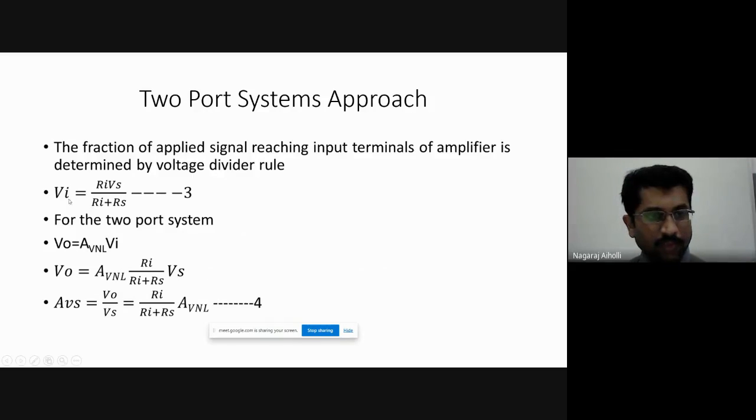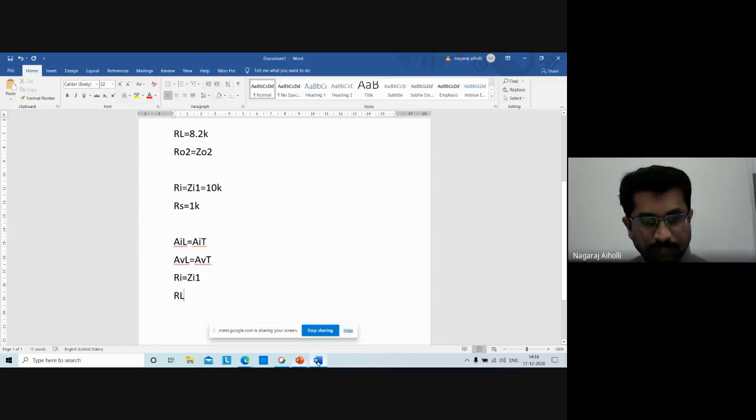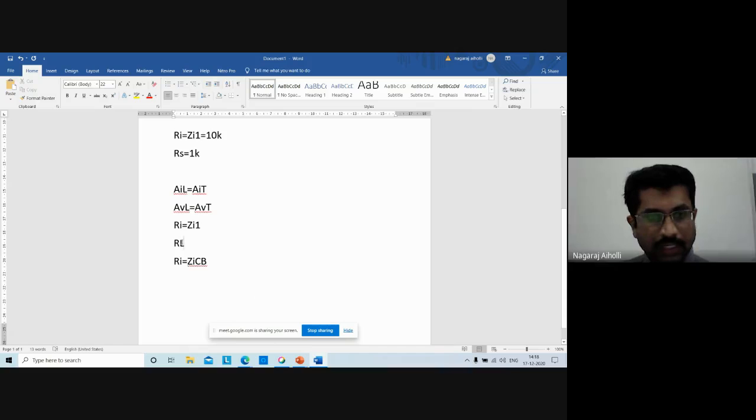Okay. Now let us write down what will be Vi, what will be Vs, Ri and Rs. What will be Ri here? Ri will be equal to ZICB. But what is meant by this? We are considering only common base. Emitter follower is not there. We have removed the emitter follower stage. So input resistance will be the input impedance of the common base stage. Only common base stage is there. Correct? Then what about Rs? Rs is same. Source resistance will not change. It is same, whatever is given.